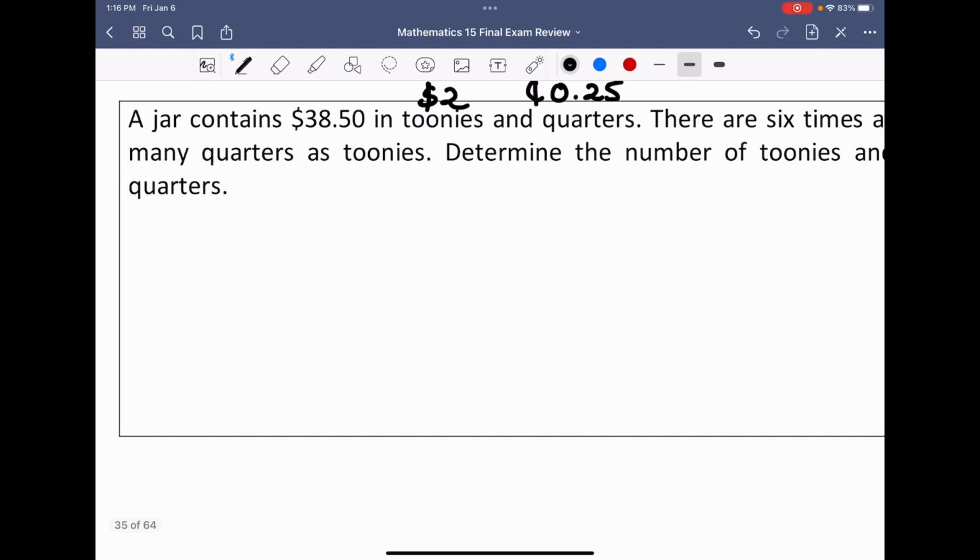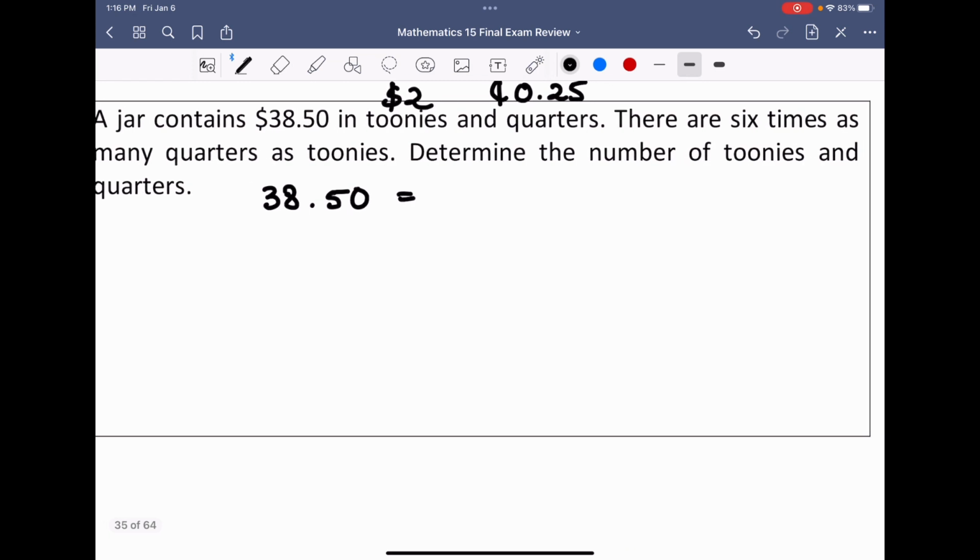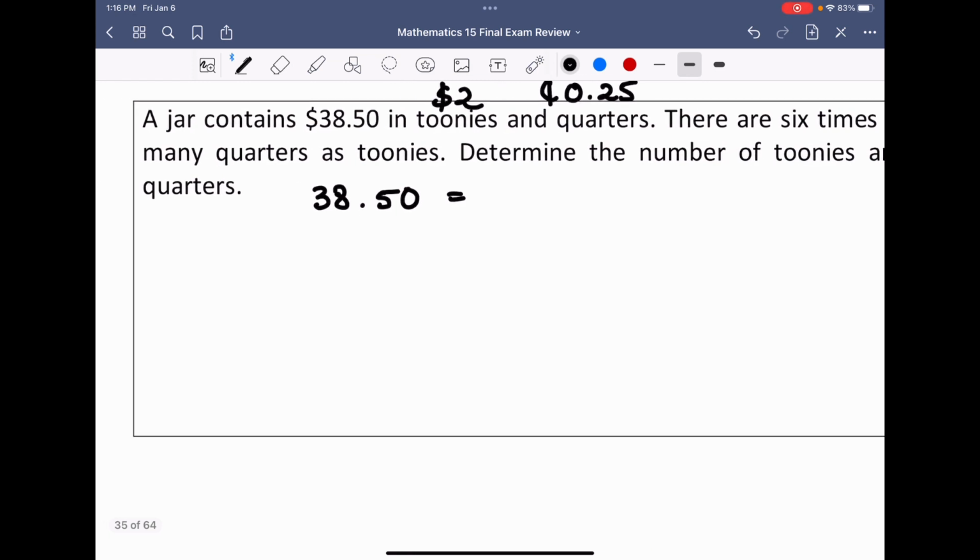Okay, so what we're going to do here is set it up as the total amount, $38.50. And this is going to be equal to, well, now we have to identify some variables here. We're going to say let the certain amount of, in this case, which one is the descriptor? They say there are 6 times as many quarters as toonies. So toonies are going to be described as x. So let t be equal to x. And then let the amount of quarters, or q, be equal to 6 times that amount of toonies.